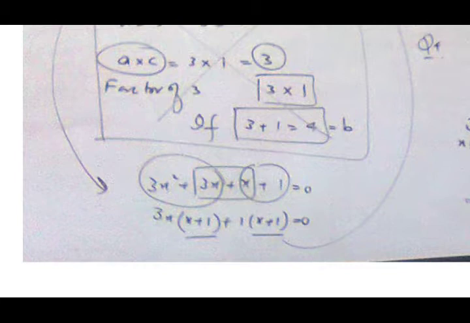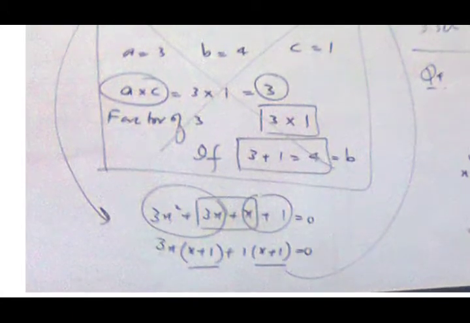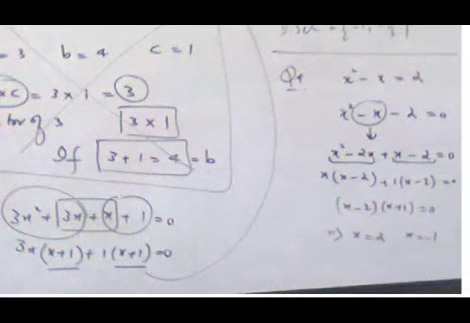And then we take x common from the first two values and 1 from the second two values. In place of 4x, we write 3x plus x, because when we multiply 3 and 1 it gives 3 and when we add them it gives 4. This is its factorization, and then we take x plus 1 common, and we write both these values equal to 0 and get the answer.